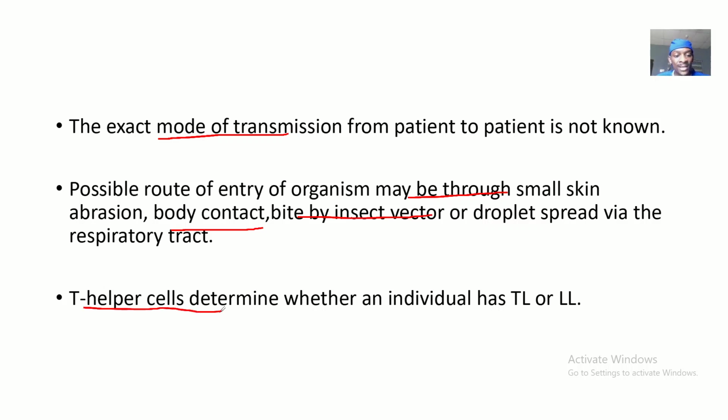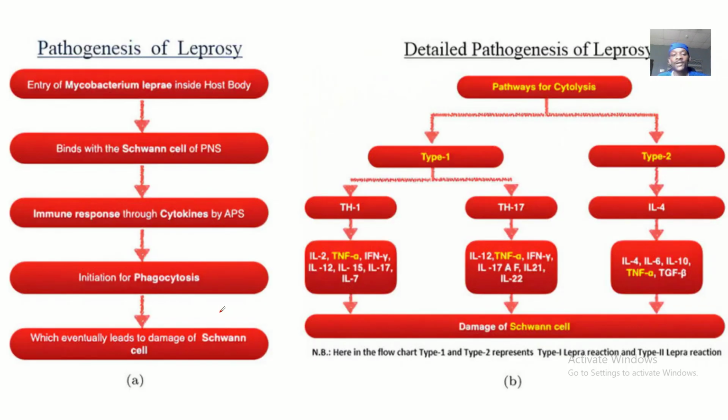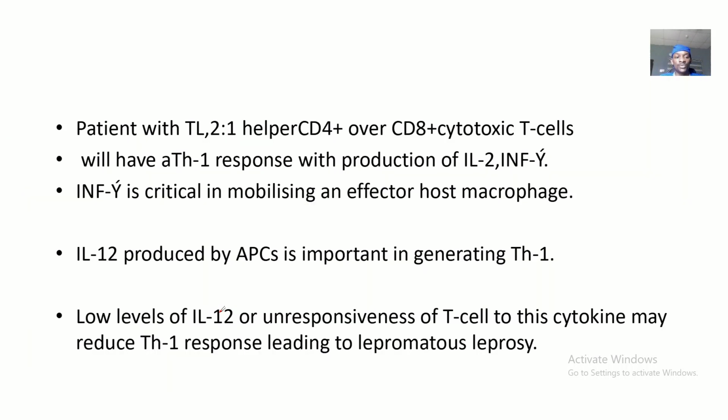Now the T helper cells determine whether a patient will have tuberculoid leprosy or lepromatous leprosy. When we talked about the different types of leprosy, we said that there's a type called borderline leprosy, and this borderline leprosy can lead to tuberculoid leprosy or lepromatous leprosy. So for you to have any of these types, it depends on your T helper cells. Let's move on to TL, the tuberculoid leprosy.